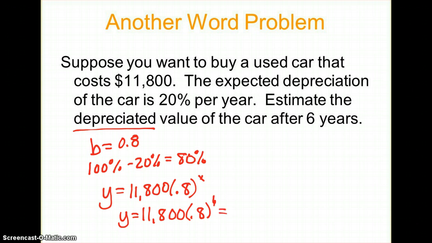So we're going to go 11,800 times 0.8 to the 6th power. And according to this, in 6 years, that car will be worth $3,093 and approximately 30 cents.